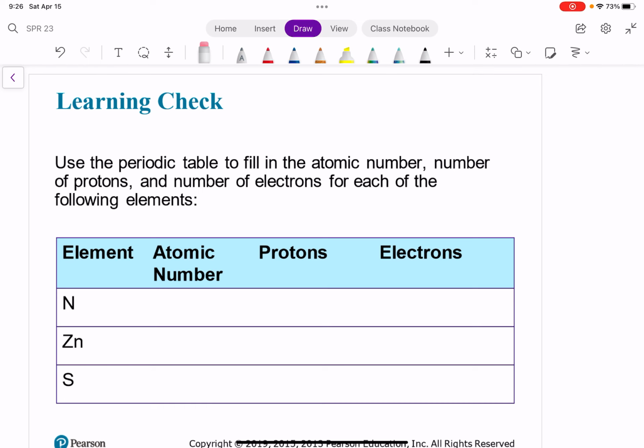All right, so learning check. Use the periodic table to fill in the atomic number, the number of protons, and the number of electrons. Okay?